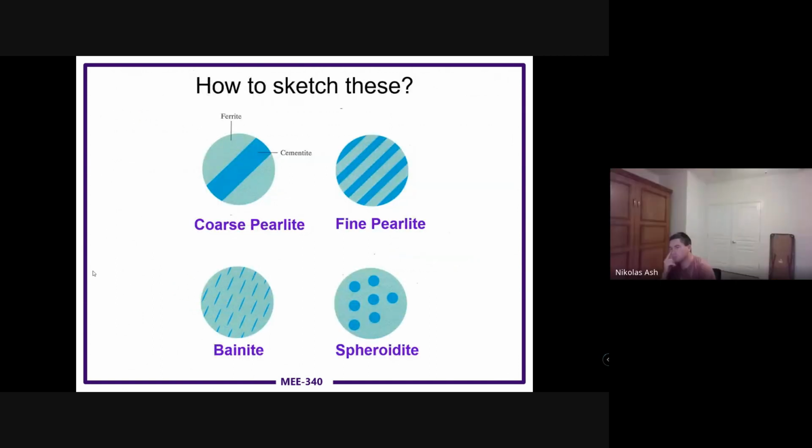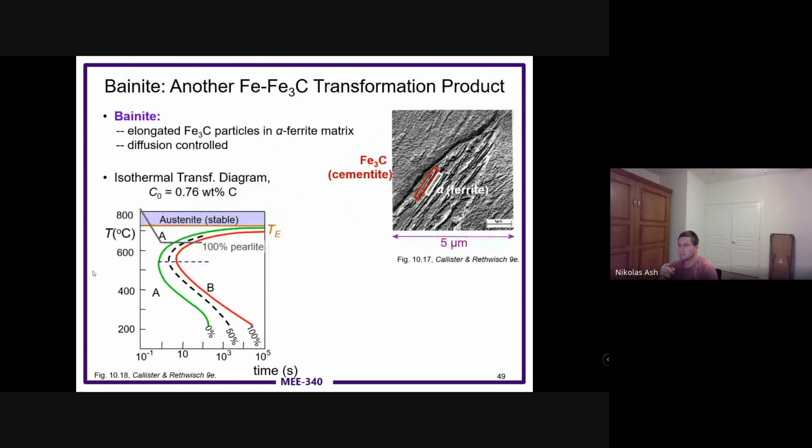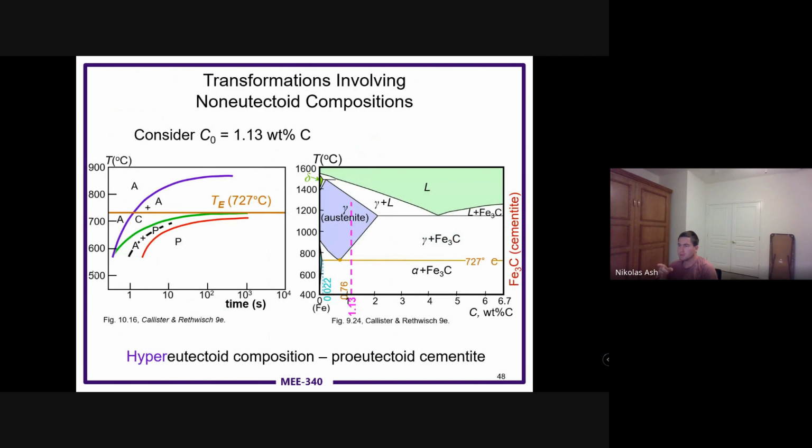Could you go back 3 slides now? So this one? Yeah, I understand how you get proeutectoid cementite on the right. That makes sense. But on the left, how do you get proeutectoid cementite? I know it's the same composition, but I'm just not seeing it.